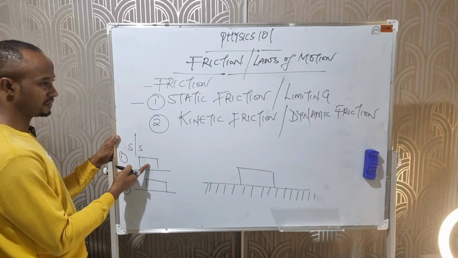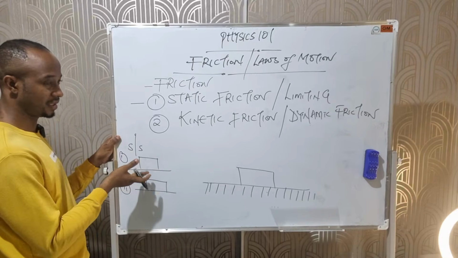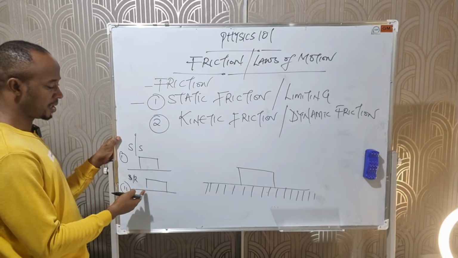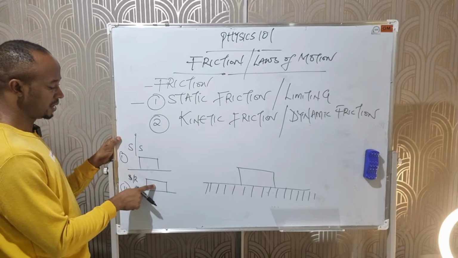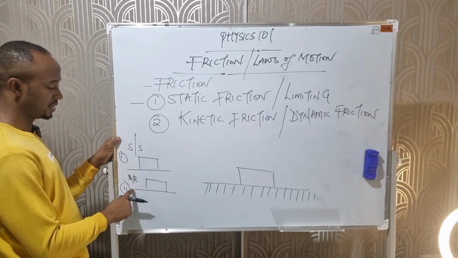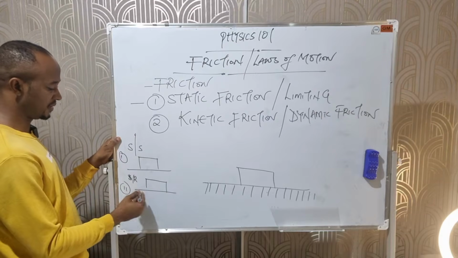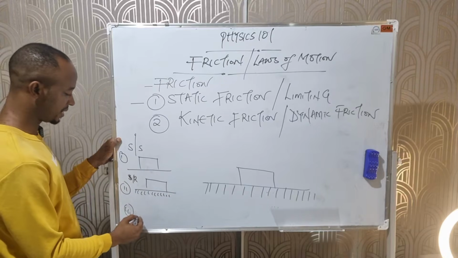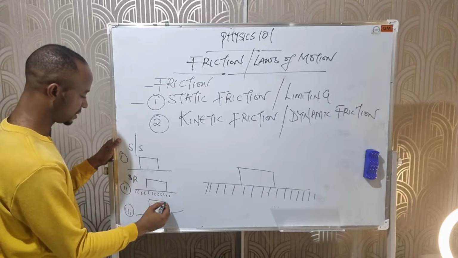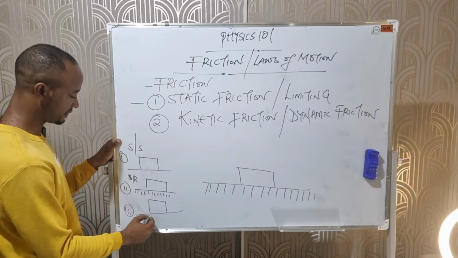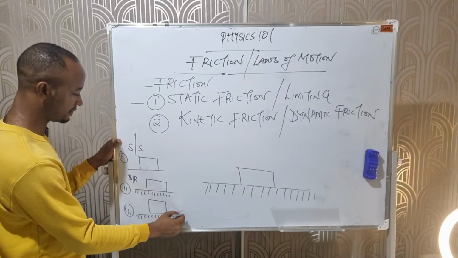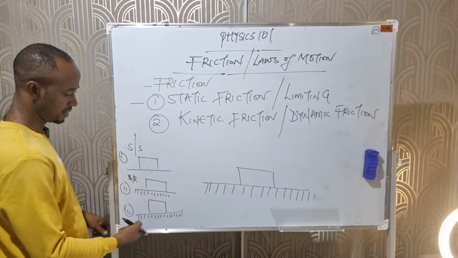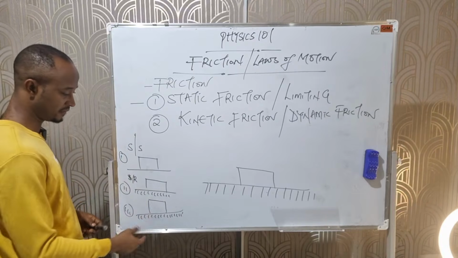Number two, a body that is smooth, I mean well polished, but placed on a rough surface. The body is well polished, and the surface is rough. Number three is a case whereby both the body and the surface are rough. The body itself is rough, and the surface itself is also rough.